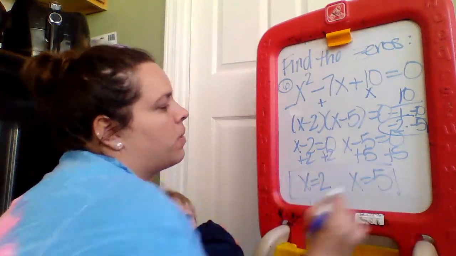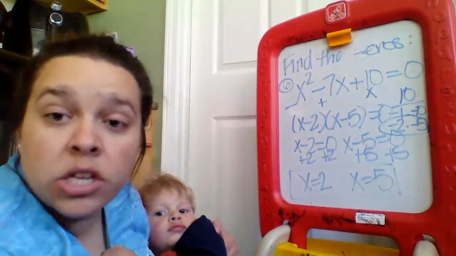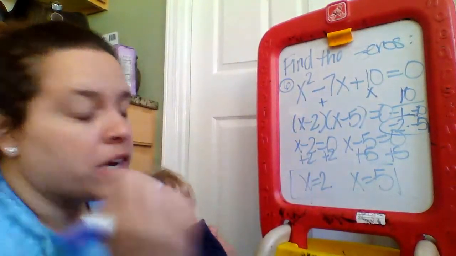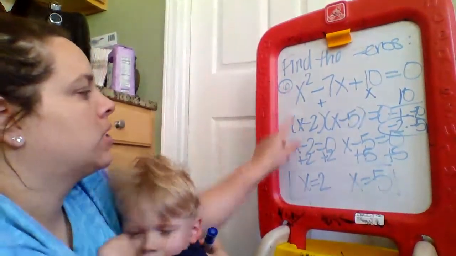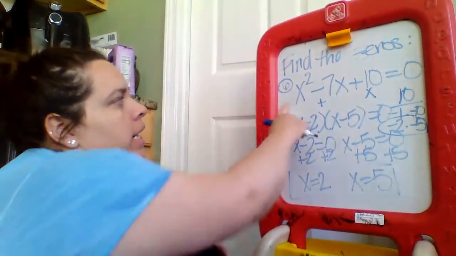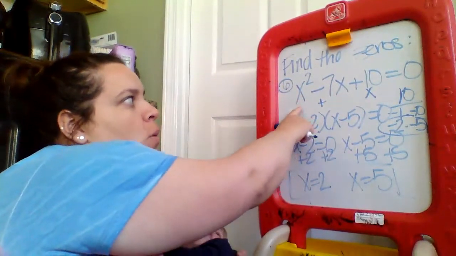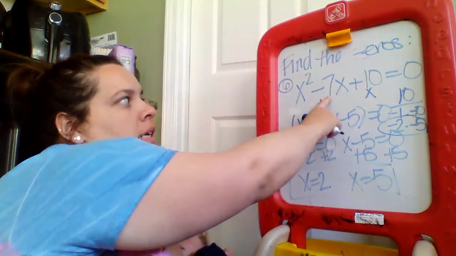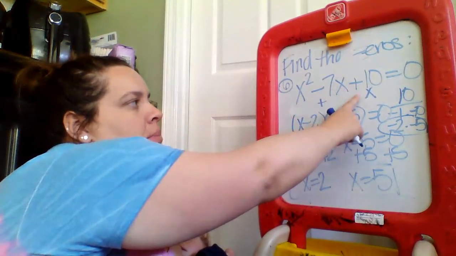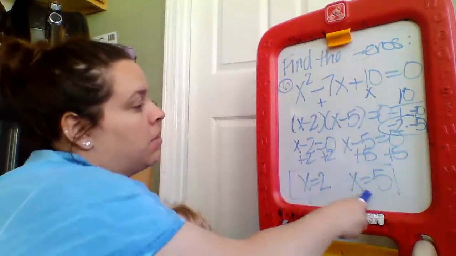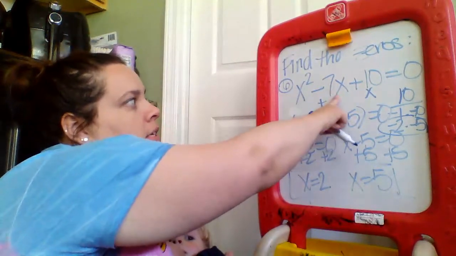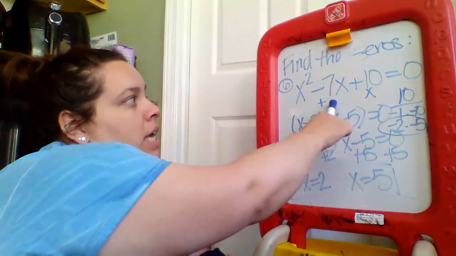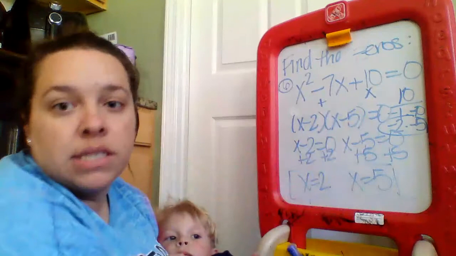Now, a lot of you all are probably thinking, am I able to check these? You are able to check these by plugging it in the original problem. So if I wanted to check my answer, I'd take 2 and plug it in for both of the x's. So 2 squared is 4. 7 times 2 is 14. So 4 minus 14 is negative 10, and negative 10 plus 10 is 0. Plug in 5. 5 squared is 25. 7 times 5 is 35. 25 minus 35 is negative 10, and negative 10 plus 10 is 0.